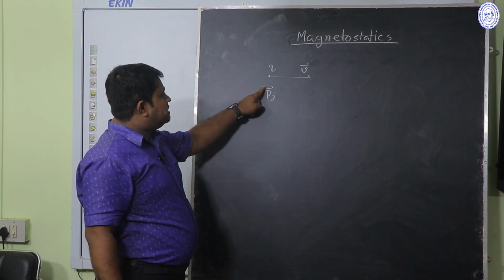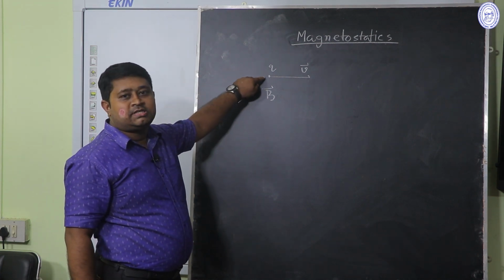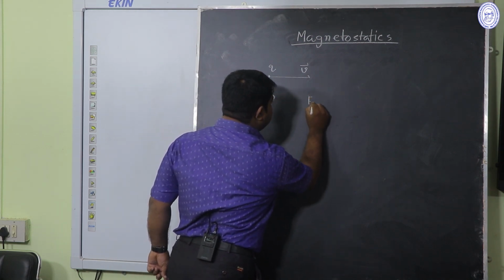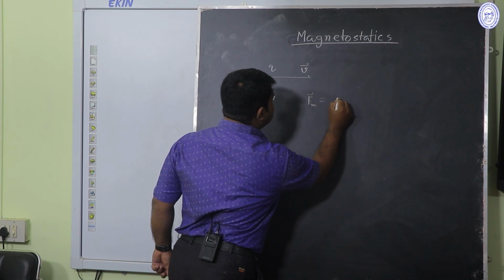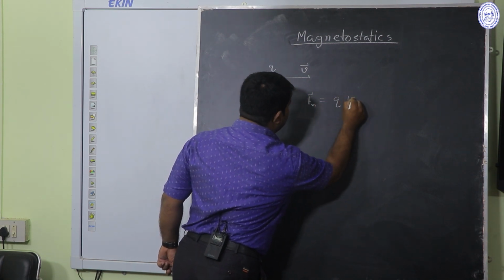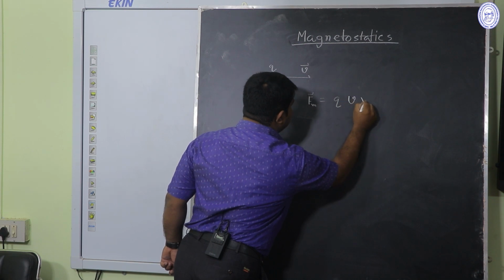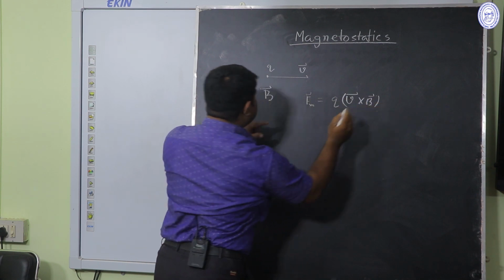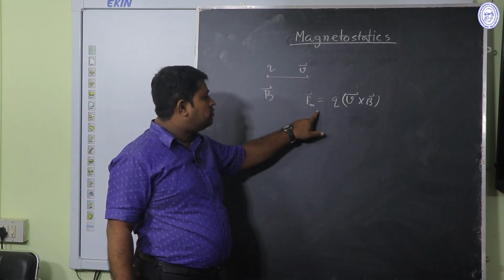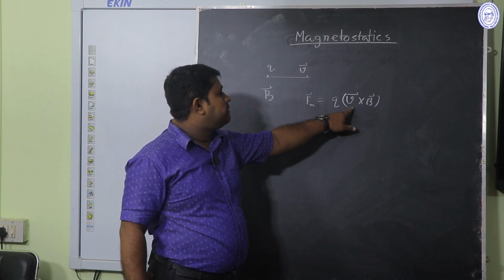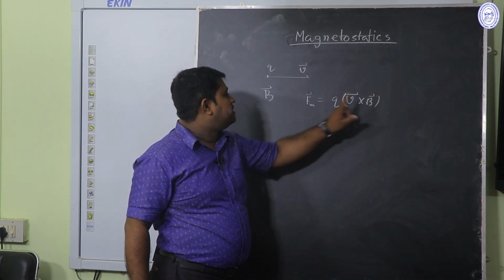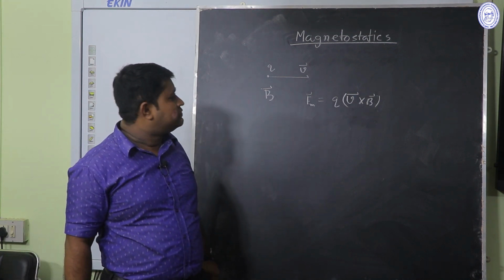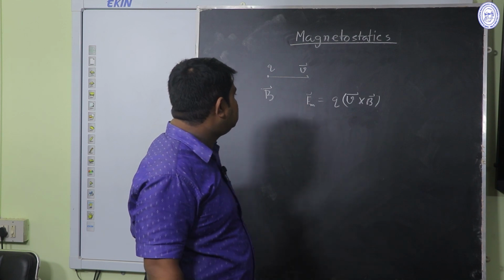Due to the presence of the magnetic field, the force acting on the charged particle is F_m equal to q into v cross B. The direction of the force is perpendicular to both the velocity and the magnetic field. This force is known as magnetic force. Sometimes it is called Lorentz force.